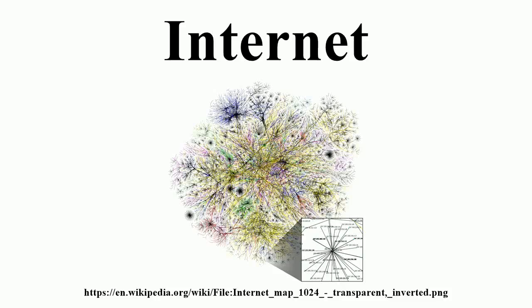The Internet is the global system of interconnected computer networks that use the Internet Protocol Suite to link billions of devices worldwide. It is a network of networks that consists of millions of private, public, academic, business, and government networks of local to global scope, linked by a broad array of electronic, wireless, and optical networking technologies.